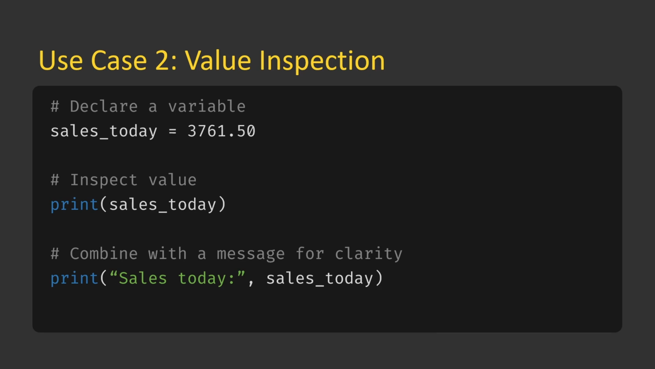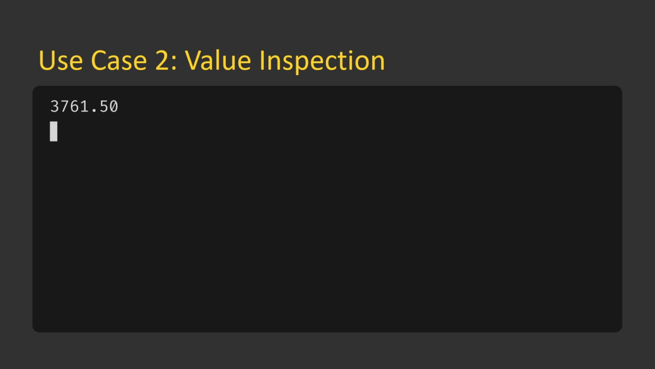Even better, we can combine a message with the variable for more context. By separating the string and a variable with a comma, the print statement is smart enough to handle the rest. When this script runs, our first print statement just gives us the raw number. But that second print statement gives us a much cleaner, more readable message. This is the one you'll use most of the time. Others, including future you, will thank the present you for providing a clear, useful context when they use this value inspection message to debug weeks, months, or even years from now.